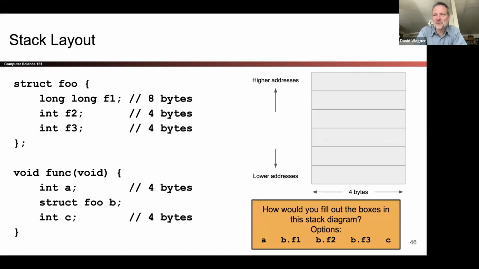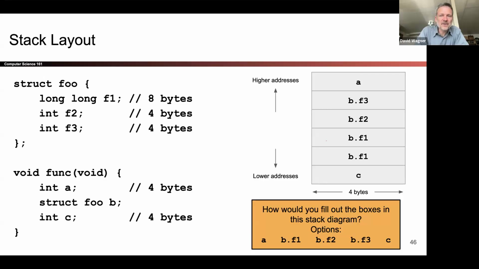The answer is the first local variable, A, gets stored at the highest address. It's like it gets pushed on the stack first. So there's space for A at the top. And then there's space for B. B takes 4 words. And then C at the lowest address.